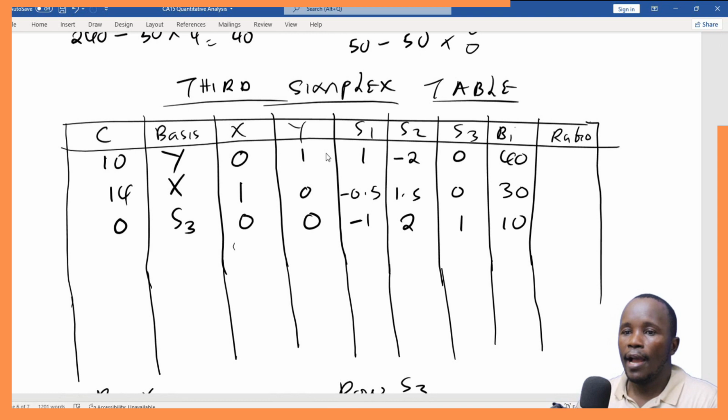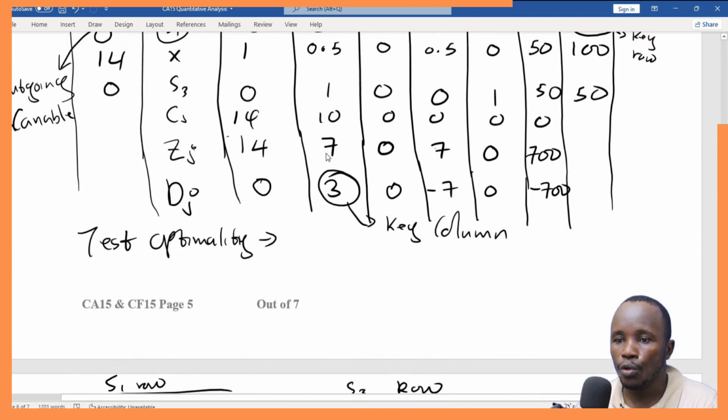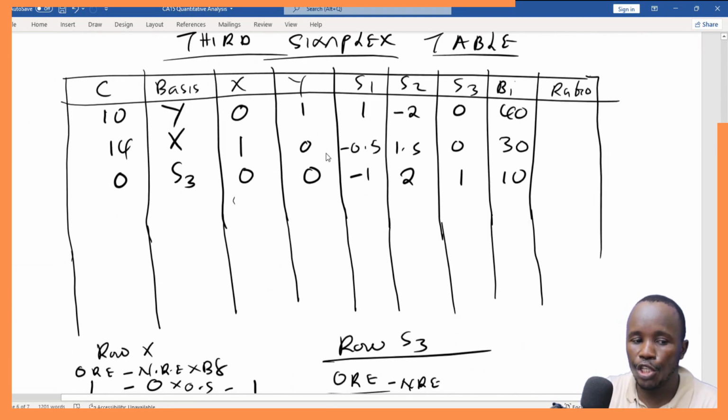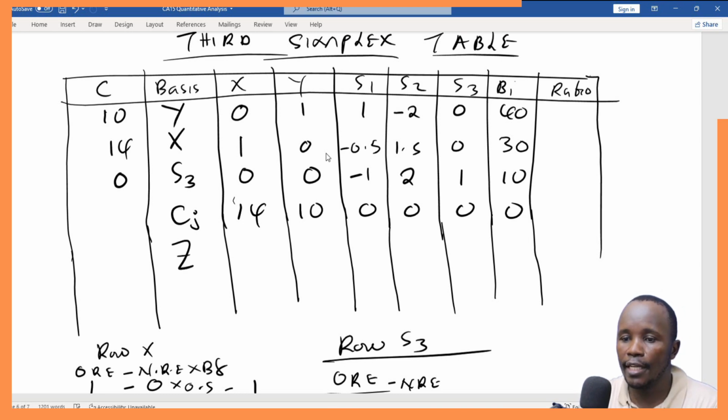Good. Having filled this table like this, we need to move to Cj. Cj, we said they are not changing. Cj remain the same: 14, 10, 0, 0, 0, 0. Zj will require some calculations. What is 10 times 0? 0. 14 times 1? 14. 0 times 0, you add all of them. This gives you 14.